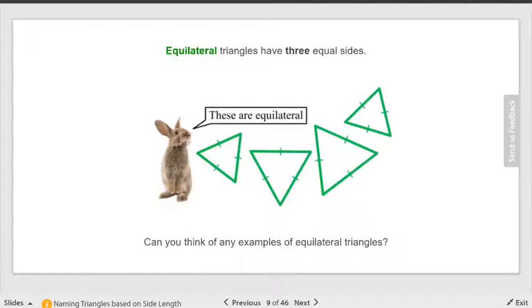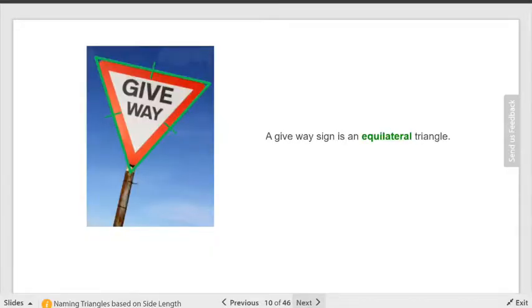All right, equilateral triangles have three equal sides. So again, they do the notation to show you that they're all three equal sides. For example, the yield sign. Y'all call it give way. Yield. Y'all call it something funny, but really it's a good way. You're giving way to someone else.